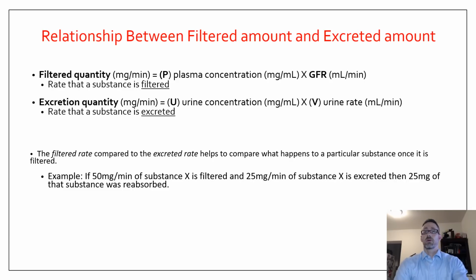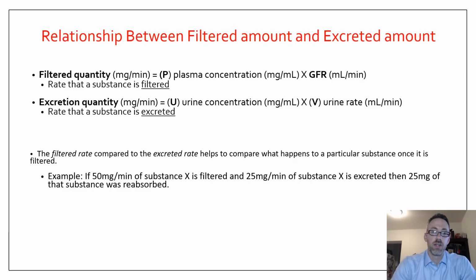So really what we're going to talk about now is when some substance ends up being filtered into the nephron, gets processed and goes through the nephron, and ends up in the urine as being excreted. I want to make a comparison between how much got filtered into that nephron and how much ended up in the urine. So this is why I need these formulas here. We call something a filtered quantity, and you'll notice the units are in milligrams per minute.